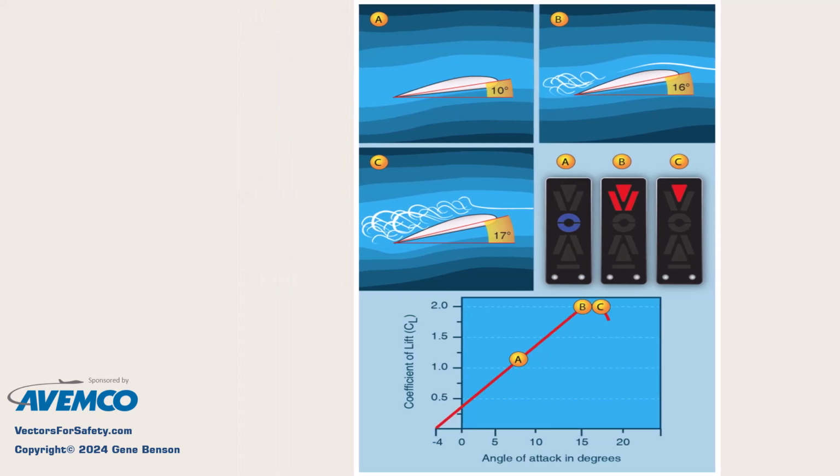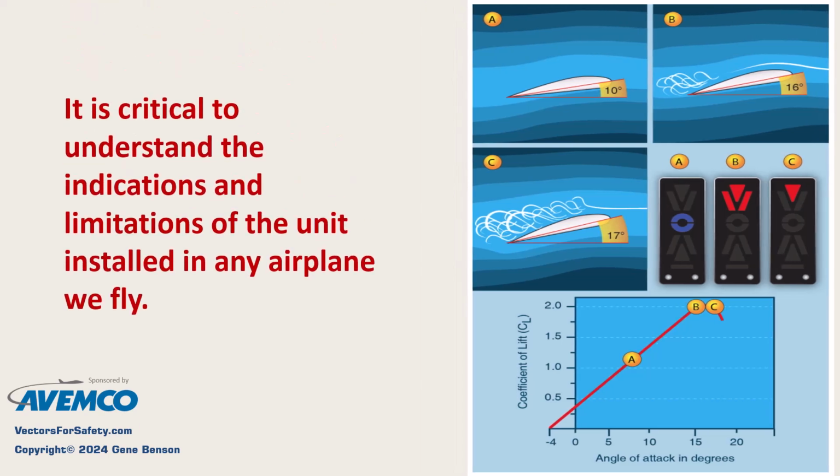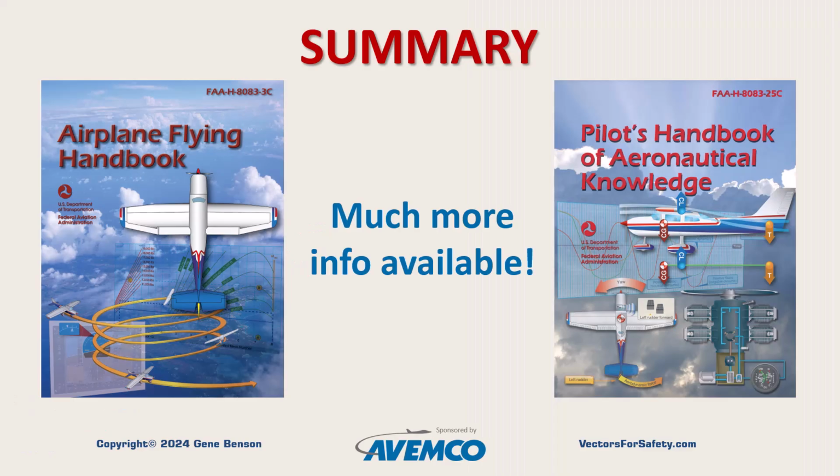We should note that there are several manufacturers of AOA indicators and they do not all use the same display format. It's critical to understand the indications and the limitations of the unit installed in any airplane we fly. So in summary, we briefly reviewed the aerodynamics of the stall, provided some resources to learn more about the stall, and we looked at a few common scenarios that can lead to the inadvertent stall. Of course, there is much more to the subject, so I would encourage you to take a deeper dive into the FAA Pilot's Handbook of Aeronautical Knowledge and the FAA Airplane Flying Handbook and other appropriate sources.